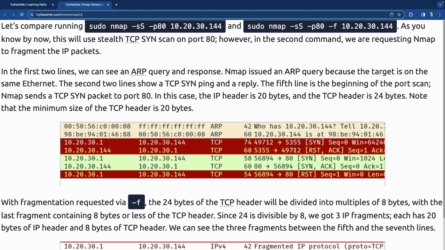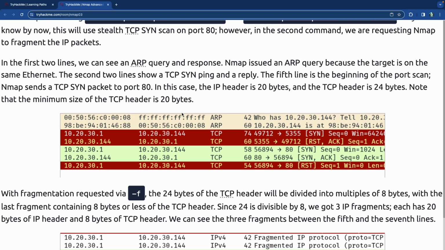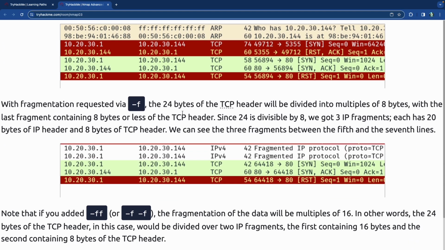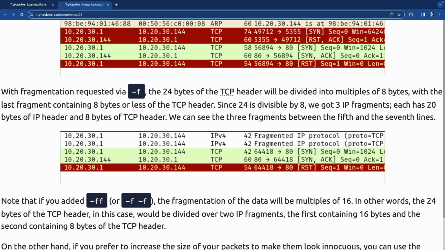So this is just the ping that went back and forth, and then this is the actual port scan, the 5th and 6th line. And the IP header is 20 bytes, etc. So with fragmentation, the 24 bytes of the TCP header will be divided into multiples of 8 bytes with the last fragment containing 8 bytes or less. Since 24 is divisible by 8, we got 3 IP fragments. Each has 20 bytes of IP header and 8 bytes of TCP header. We can see the 3 fragments between the 5th and 7th lines.